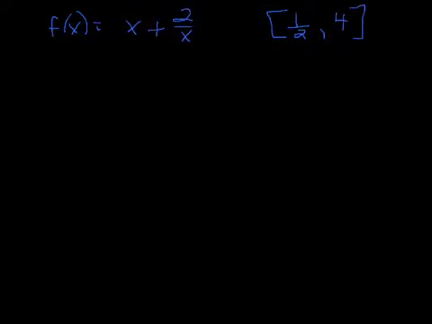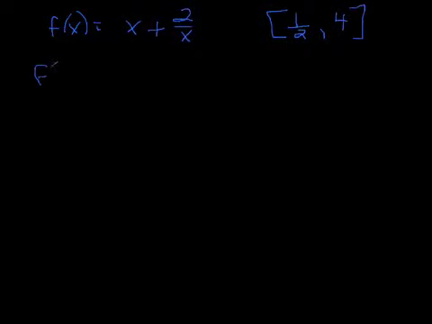Let's see, here's another example. So let's say we have f of x equals x plus 2 over x. And we're going to say we're interested in the window from, let's say, 1, I don't know, that's boring. Oh, I know, let's freak you guys out. Let's say from 1/2 to 4. Okay, that's our closed window.